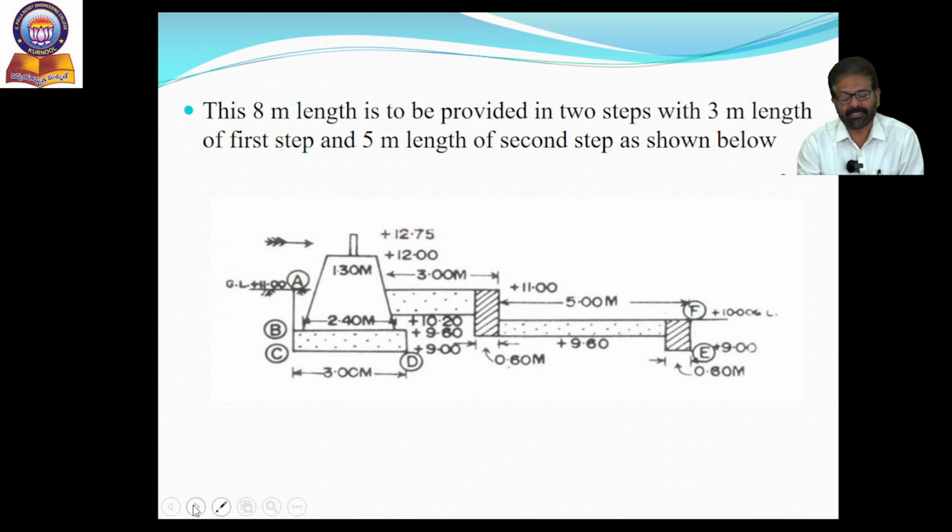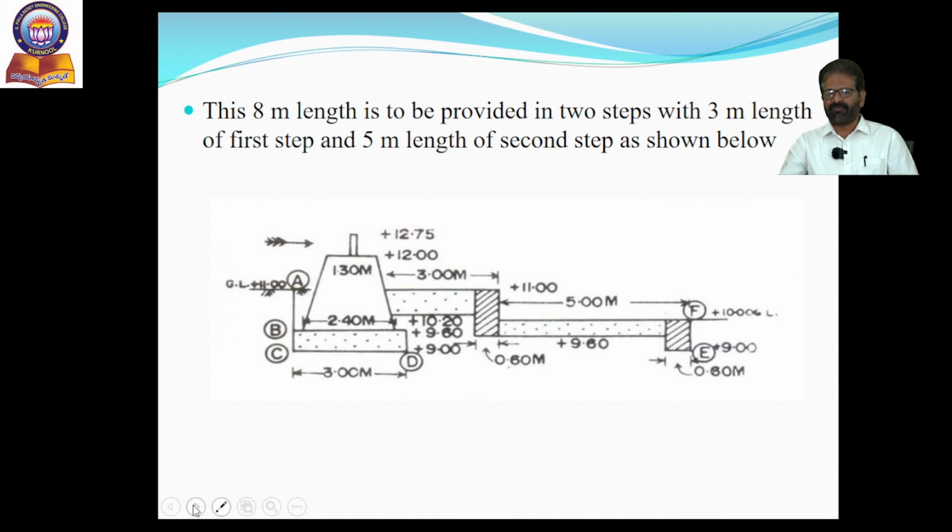See here, this 8-meter length, as we already decided, is to be provided in the form of a stepped apron. The ground slope is very steep; over a 6-meter length it has 1 meter of elevation difference. That's why it is better to provide the stepped apron. Accordingly, this total 8-meter length is to be provided in 2 steps, with a 3-meter length for the first step and a 5-meter length for the second step, as shown in the figure.